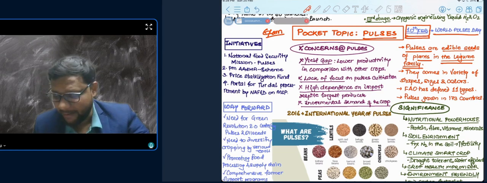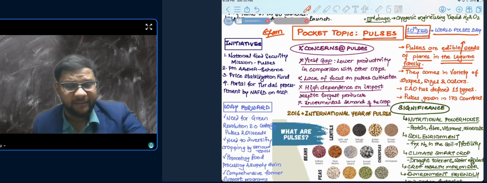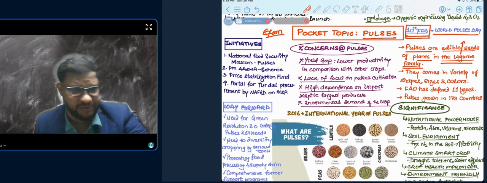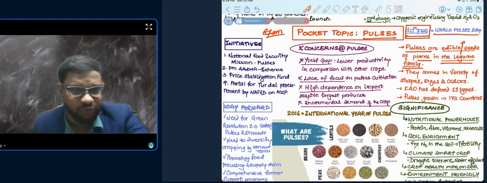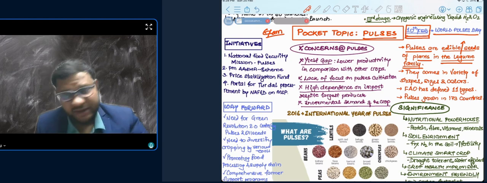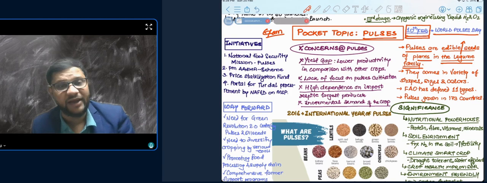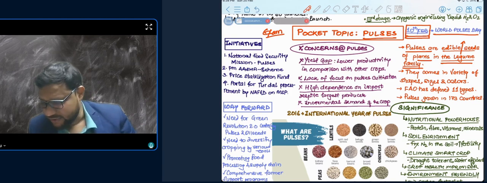Simply, legume family means those crops or those particular cropping species that have leguminous proteins. They host nitrogen fixing bacteria and lead to the legume protein itself, right? So this is the legume family, and that's why these pulses are very environment friendly as well. Then they come in a variety of shapes, sizes and colors, right?